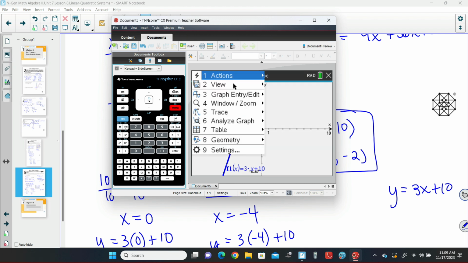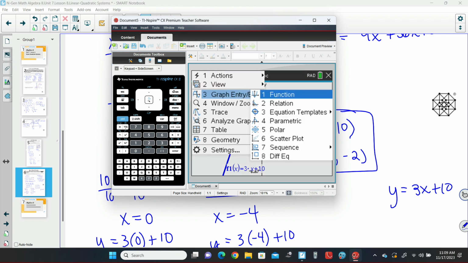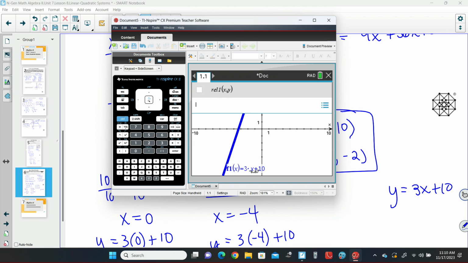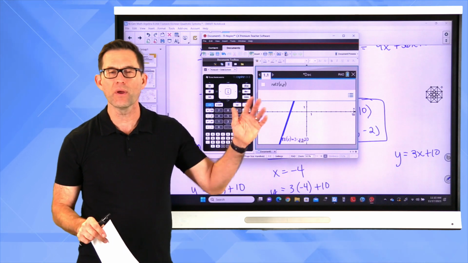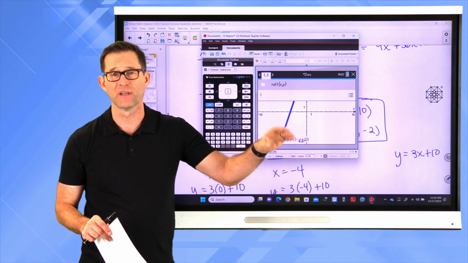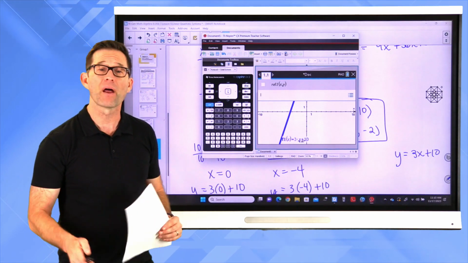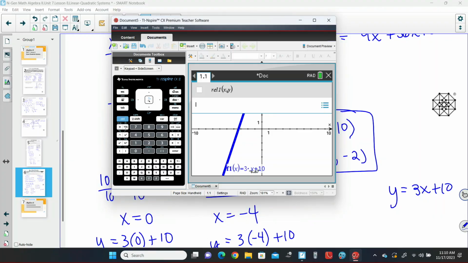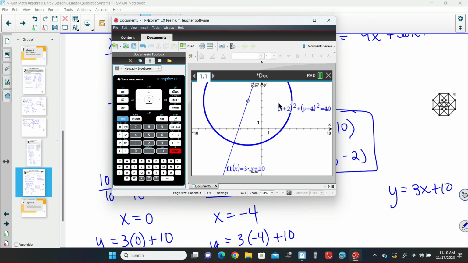Well, if I hit Menu and I go to Graph Entry Edit, right, the first one says function, but the second one says a relation, all right? And notice how it says relation 1 x comma y. It literally is saying to you, you can now put anything in, and I could even put a function in right now. I could say y equals 3x plus 10 or whatever it is. But I can actually put in the equation of my circle now. I can put in x plus 2 squared plus y minus 4 squared equals 40. And then it's going to graph my circle.